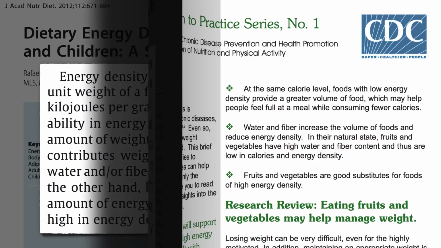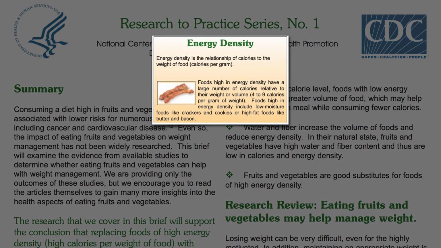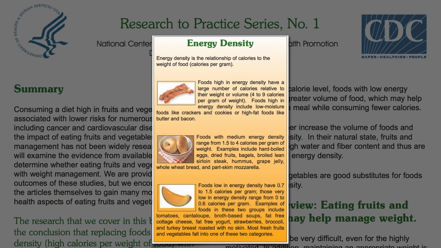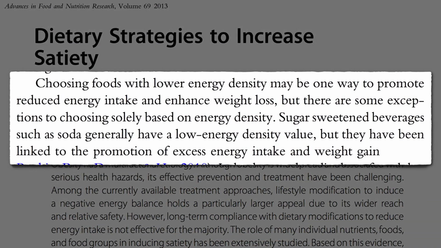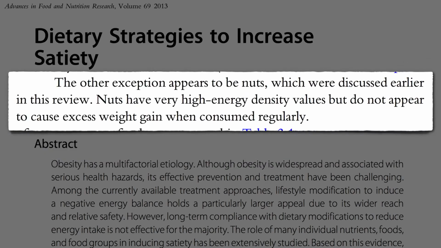The CDC offers some examples: high-energy density foods are like bacon, lots of calories in a small package. A medium energy density food is like a bagel, and a low density food typified by fruits and vegetables. In general, the lower the better, with 2 exceptions. Soda is heavy, so heavy that by energy density it looks less harmful than it is, and nuts have so much fat they appear less healthy than they are.